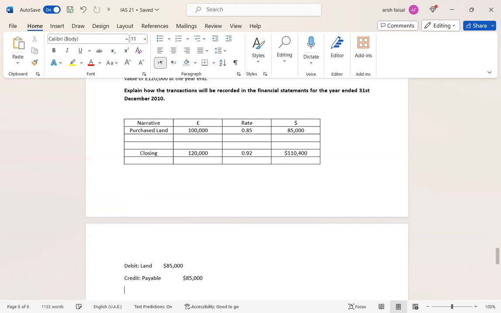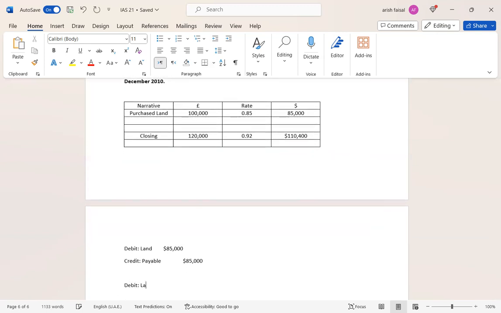So what we are going to do for the land is debit land with the amount of 25,400, and it will be credit in your other comprehensive income, the revaluation surplus, which is 25,400. Initially you recorded at the opening rate, which was 0.85, so the land value in dollars was 85,000. But if I had decided to use the cost model, I would have kept it at 85,000. But because at the year end I'm deciding to bring it to fair value, I use the revaluation model.